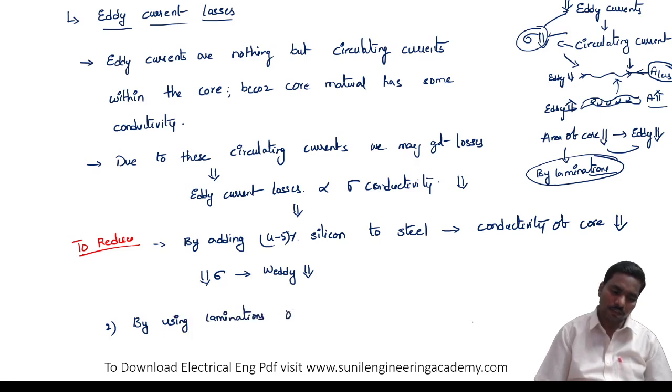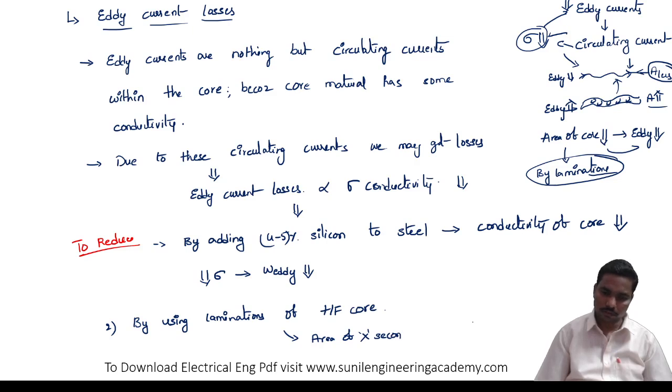Laminations of the transformer core. Okay. So due to this, what will happen? We are reducing the area. So due to this, the area of cross section of the core reduces.